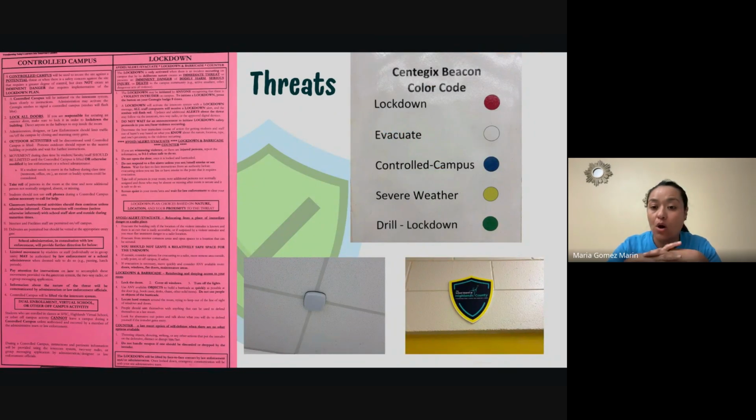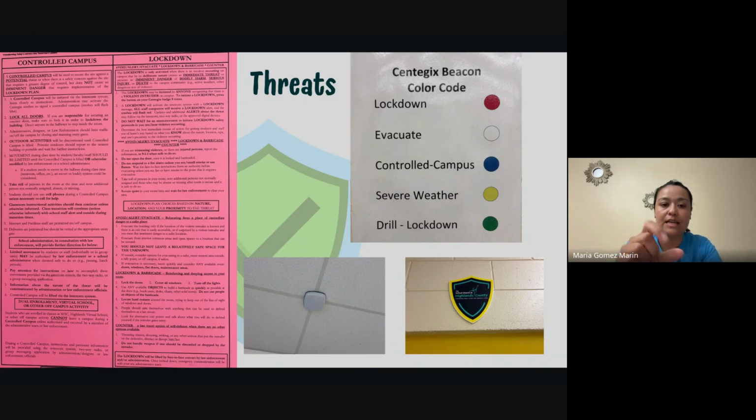Okay, so these are some of the pictures that some schools use, and like I said before, they are posted on the walls, and everybody needs to know where they are located. So just in case something happens, they will be able to follow the steps that they need to follow in each situation.